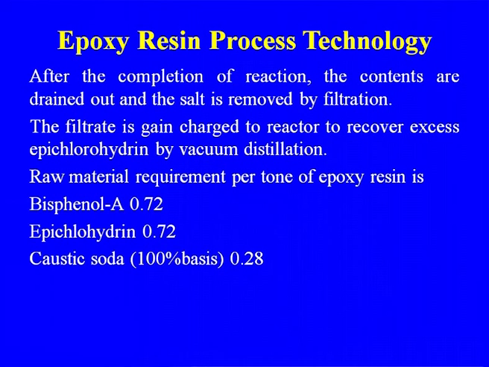After the completion of the reaction, the contents are drained out and the salt is removed by filtration. The filtrate is again charged to the reactor to recover the excess epichlorohydrin by vacuum distillation. Then the raw material requirement per ton of epoxy resin is bisphenol, epichlorohydrin and caustic soda.